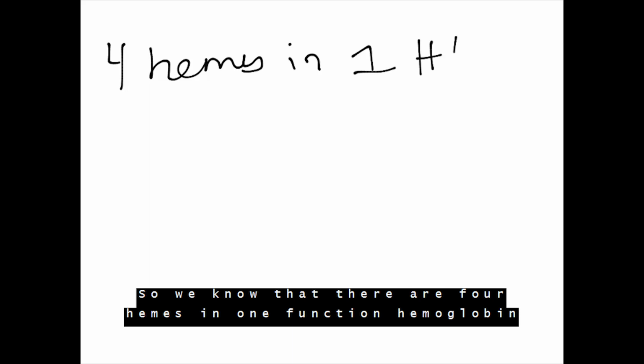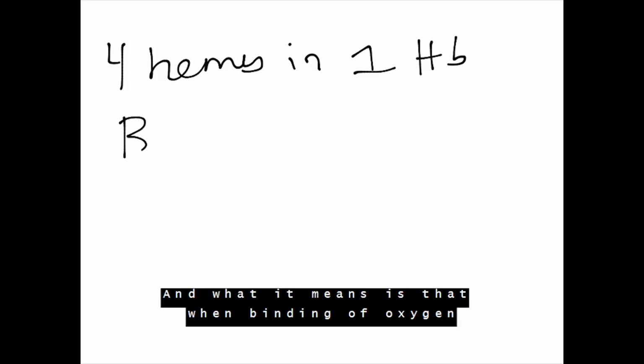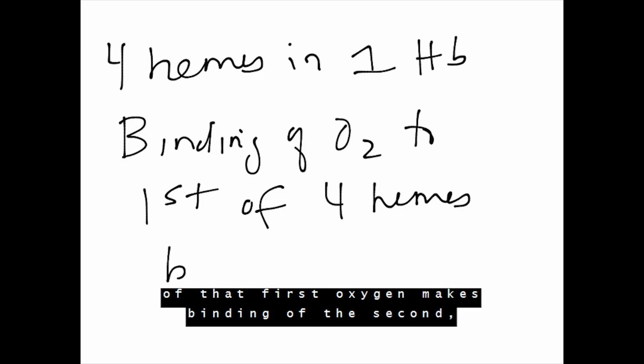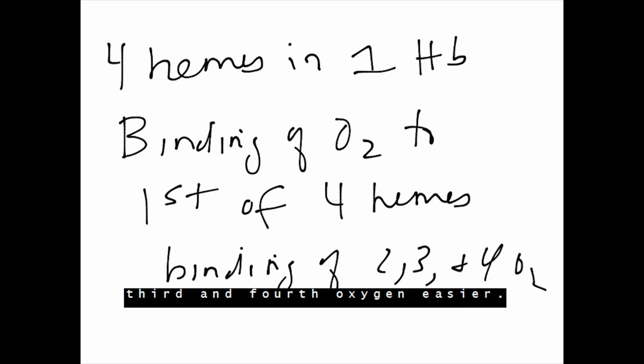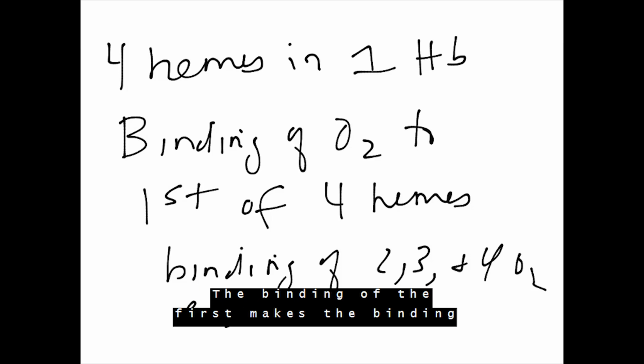So we know that there are 4 hemes in one functional hemoglobin, because hemoglobin, remember, is a tetramer. And what it means is that when binding of oxygen to the first heme, so the first of the 4, that the binding of that first oxygen makes binding of the second, third, and fourth oxygen easier. That's the definition of cooperation. The binding of the first makes the binding of the remaining three much easier.